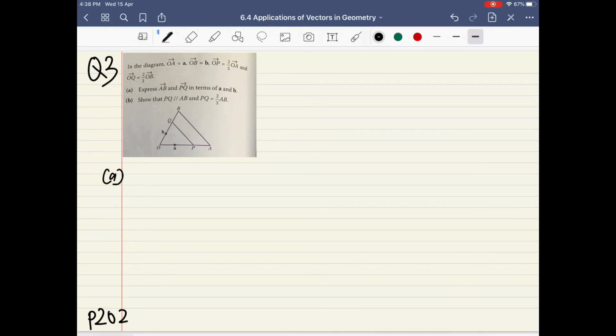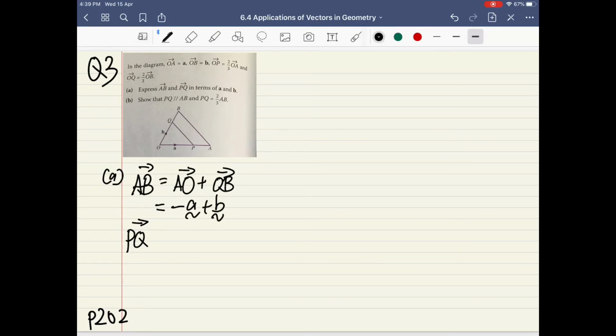Okay, now we move on to question 3, which can be found on page 202. First I'll begin with AB. So first I know that OA, be careful, it's not OP that's vector A, it's the whole of OA that is A, and the whole of OB is the vector B. So if I begin, the vector AB is equal to AO plus OB, and AO is negative A, so AB is negative A plus B.